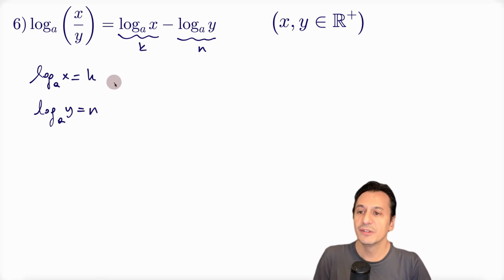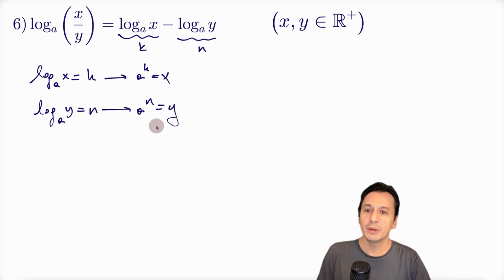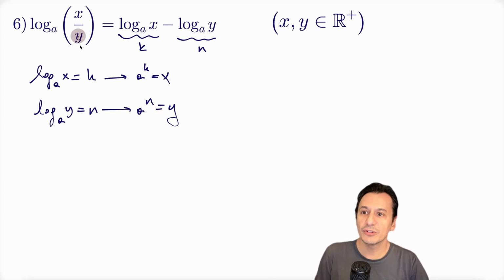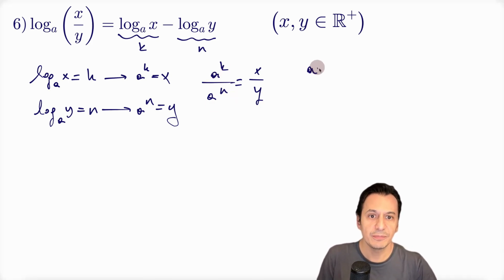So what does this give us? I'm using the definition again. To the base a, a to the power of k equals x. Let's write it here as well. a to the power of n equals y. We've written it down. Now, in order to get something like x divided by y here, I divide both sides by each other. a to the power of k divided by a to the power of n equals x divided by y. The bases are the same, the exponents are subtracted. a raised to the power of k minus n equals x divided by y.